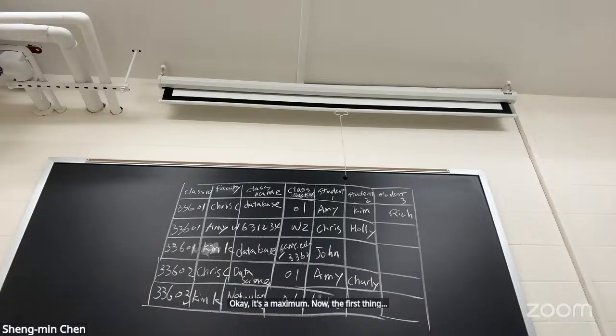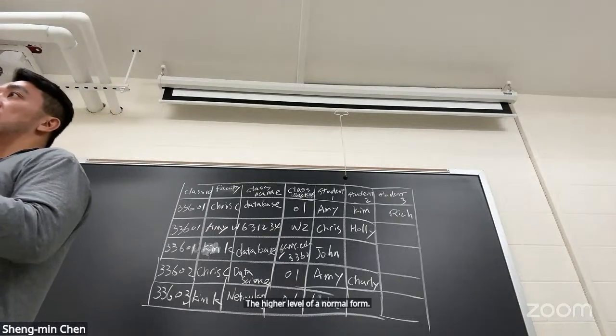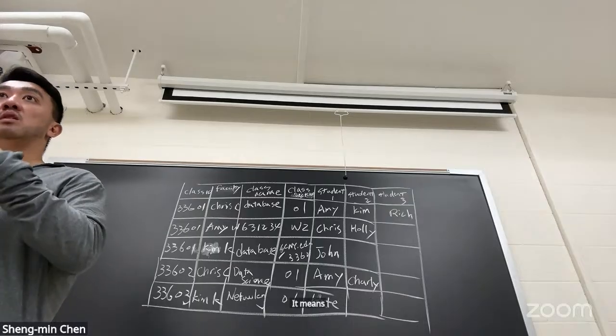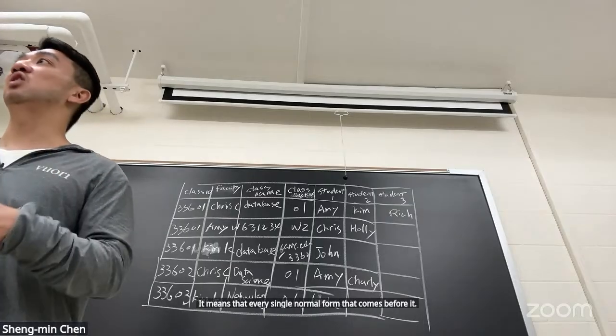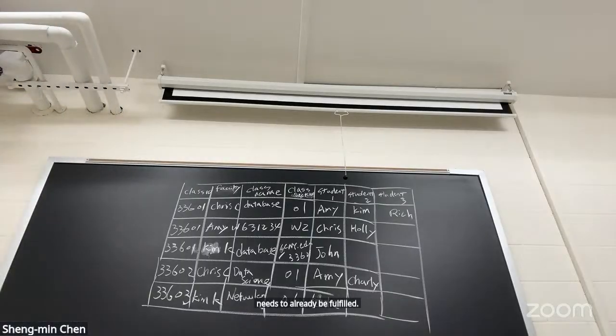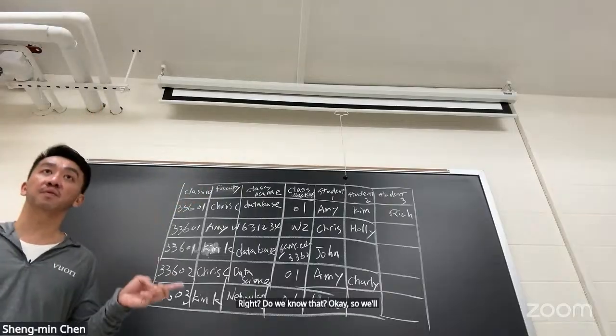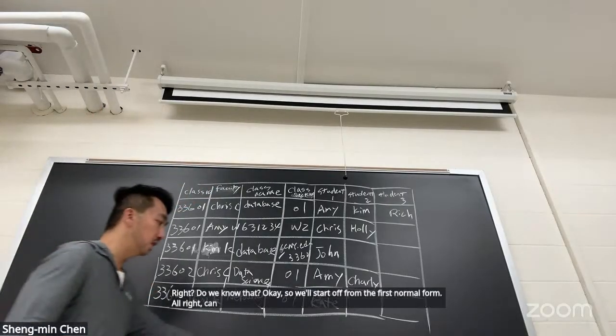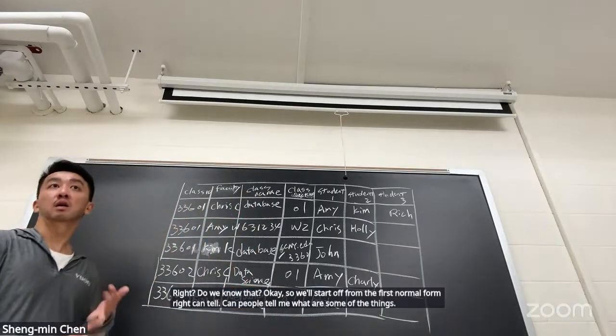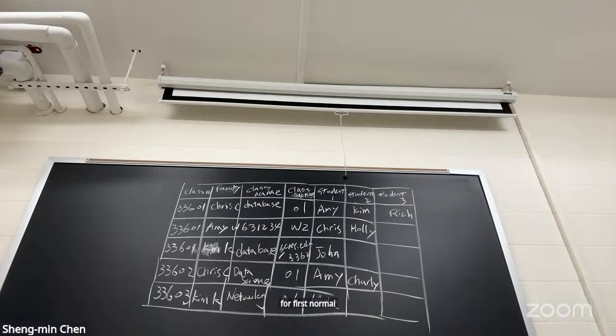Now, the first thing before I can get to second normal form is what? It needs to be in first normal form at least, right? So do we understand that the higher the level of a normal form, it means that every normal form that comes before it needs to already be fulfilled. It's a requirement for second normal form to have already been first normalized, right? Do we know that? Okay, so we'll start off with the first normal form. All right, can people tell me what are some of the rules for the first normal form?